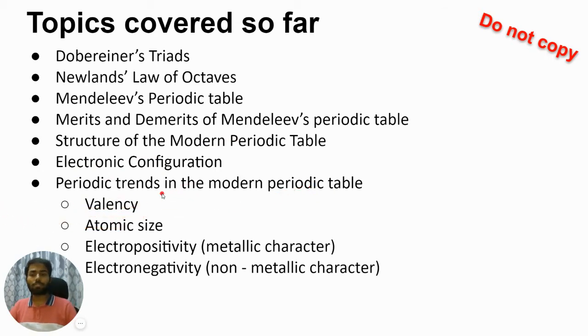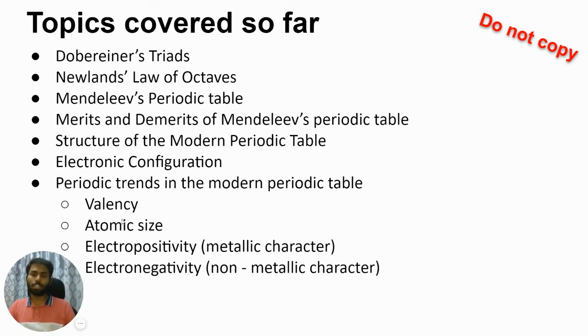So firstly, what is the difference between valency and valence electrons? Then once you know the definition of valency, what is going to happen to valency as you move from left to right in one particular period? And how is valency going to change in one particular group? Similarly, how is atomic size going to change from left to right? And how is atomic size going to change from top to bottom?